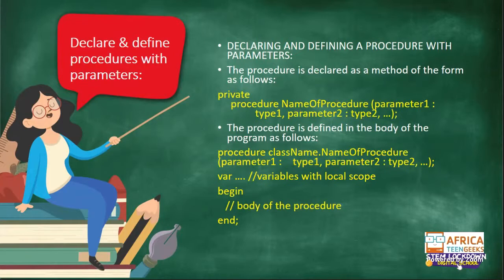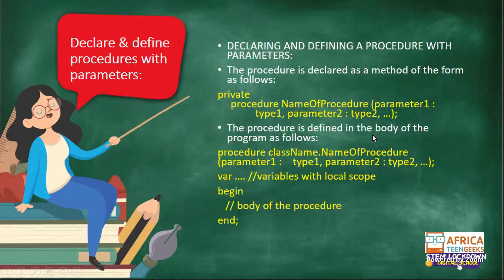Okay, so what's the difference between today and yesterday? Well, it's still procedure, name of procedure, but now in brackets after the procedure name, I declare my parameters as variables. I would give it a name, parameter1, of type, and then type1, which could be integer or string or real or whatever, followed by, if I need more than one parameter, the second parameter of its type, and so on, third, fourth, if I require that.